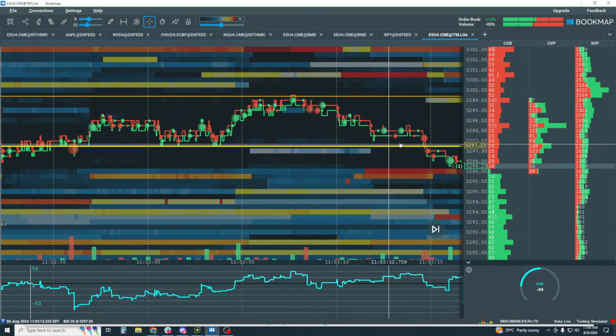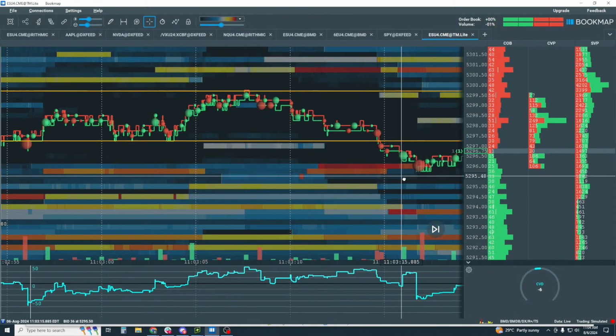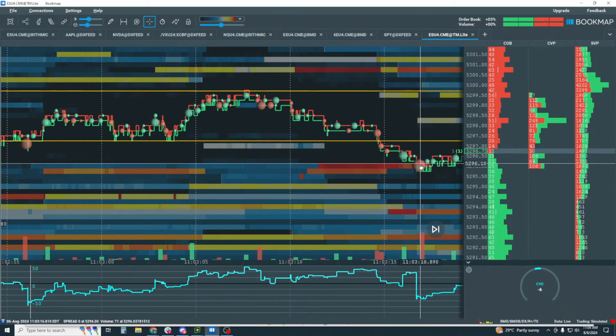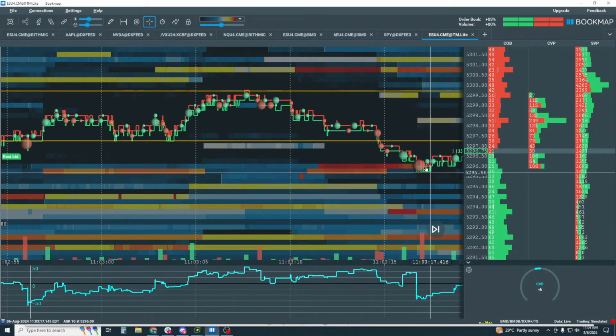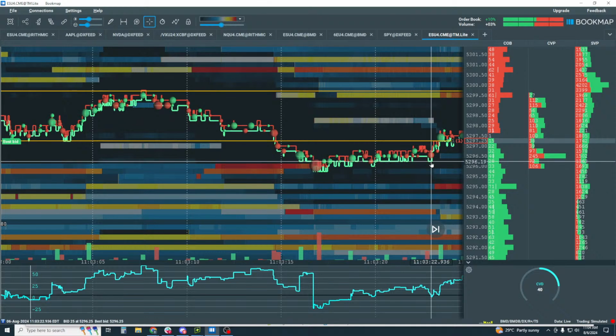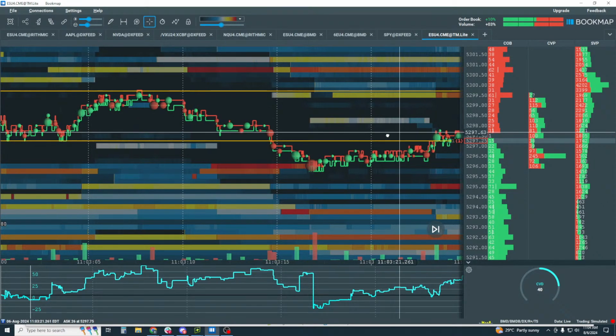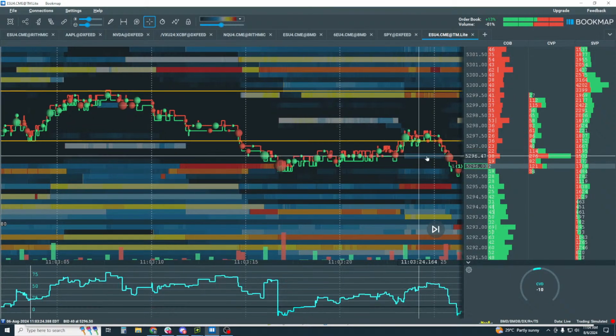Okay, now we rotate back down. Now we're getting sellers, and we find sellers into bids here. Okay, this is what we want to see and read the transaction here. Okay, we're getting buyers back up above it. Let's see if they can take it back up into 300. Nope.